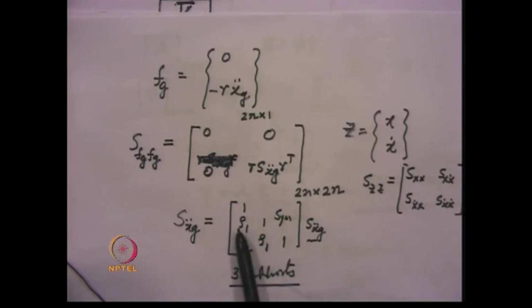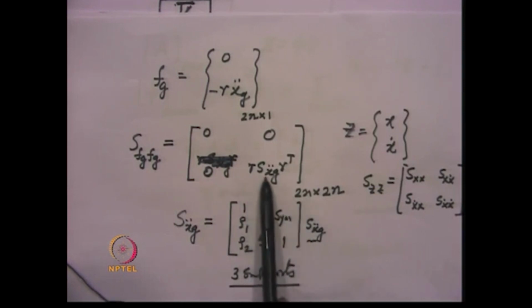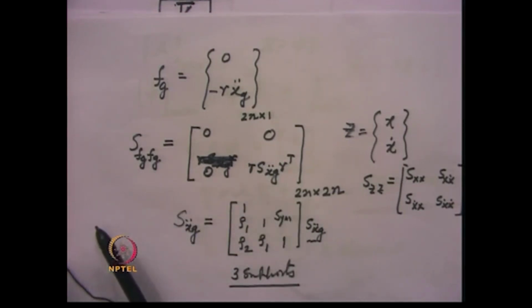So, between the first 2 supports, if the time lag is 5 seconds, then rho 1 will be exponential of minus 5 omega by 2 pi, that is what we had shown before, and between the first and the third support it will be rho 2, equal to exponential of minus 10 omega divided by 2 pi. So, that is how one can calculate the Sx double dot G matrix, and one can plug this into this expression and obtain the value of the SFG.